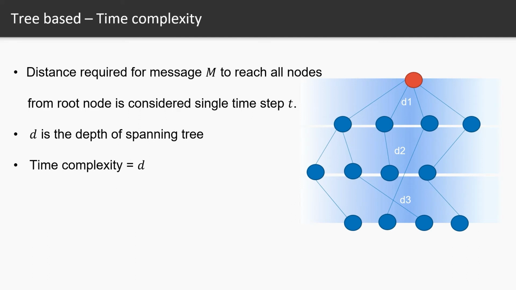The time required for a message M to reach all of the nodes from the root node is considered as a single time step t. So we say that d is the depth of the spanning tree. The deeper the spanning tree, the more time it will require for the message to reach all of the nodes. So the time complexity is directly proportional to the depth of the spanning tree.